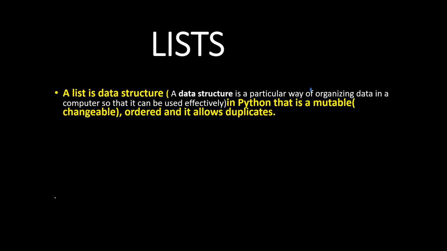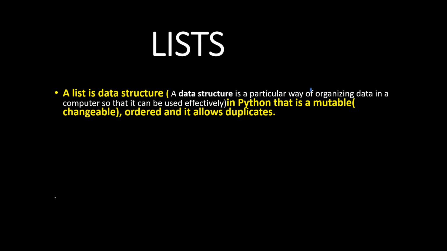Mutable means the values that are present inside the list can be changed. And a list is ordered. That means whenever I am inserting values inside the list, say I insert first name, then I insert age, then marks and so on, the order in which I am inserting them will not be changed. It will remain the same.